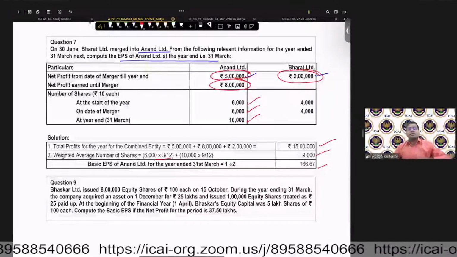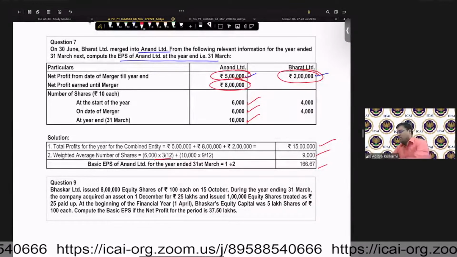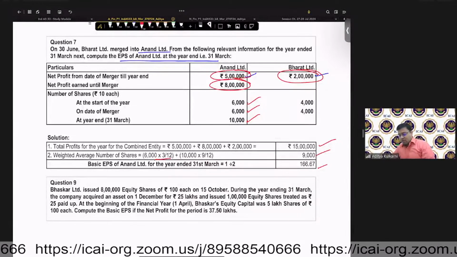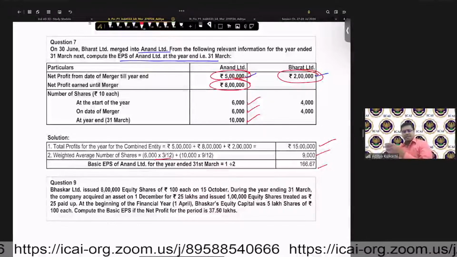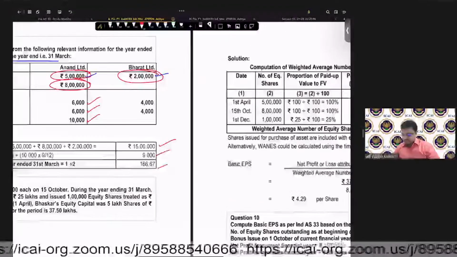166.67. See, these are all just to make you familiar with the way we do the computing. So that is more important. Coming next.